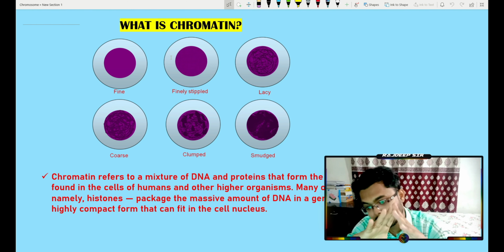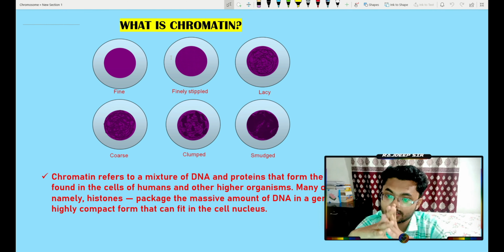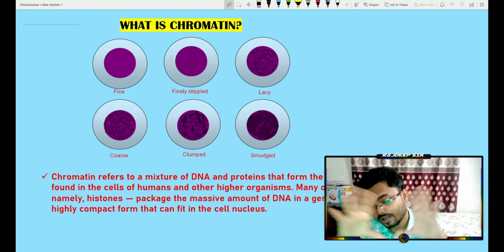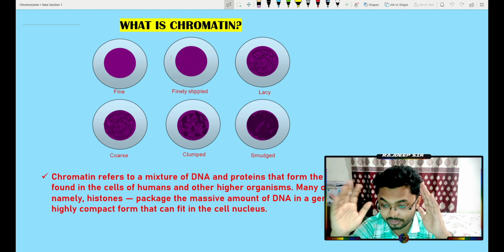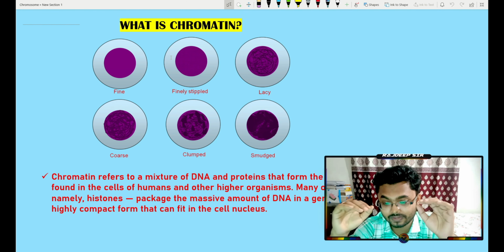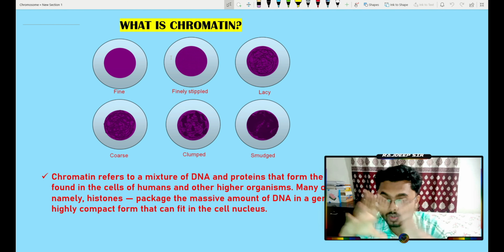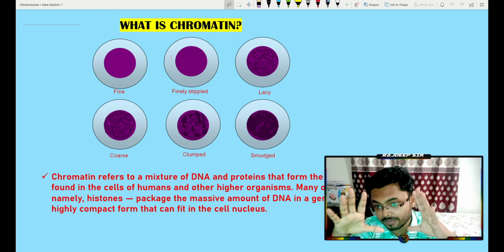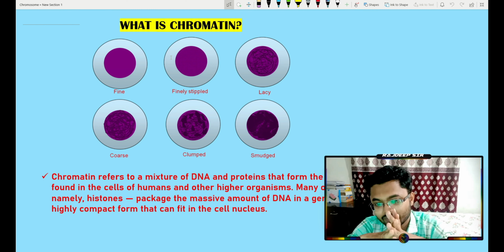So this chromatin we normally find in different forms. We can see this chromatin under the microscope only during cell division. It is only visible during cell division. The rest of the time, when the cell is not preparing to divide, we cannot see it. So what are the forms we can check? When we can't see it, we call the chromatin fine structures.